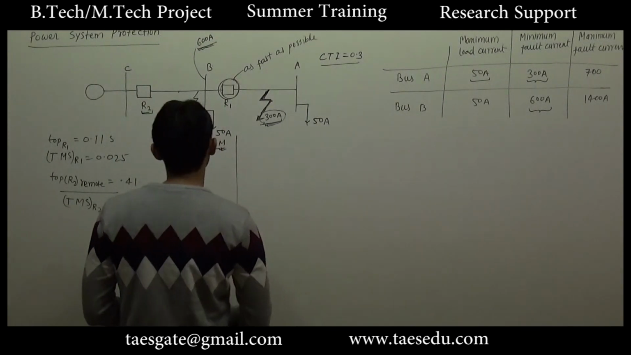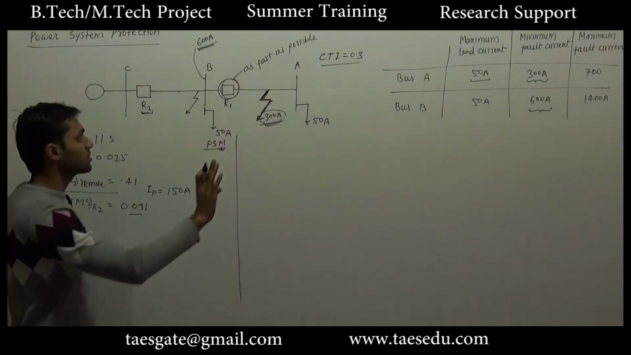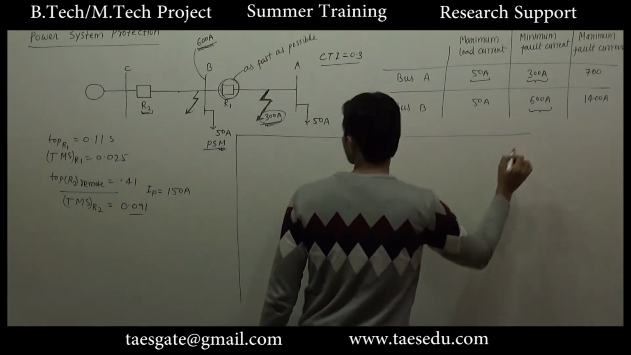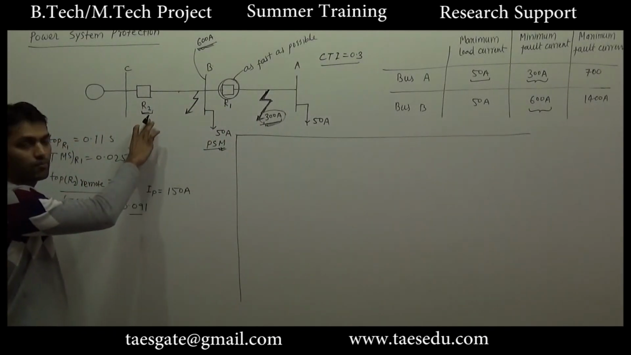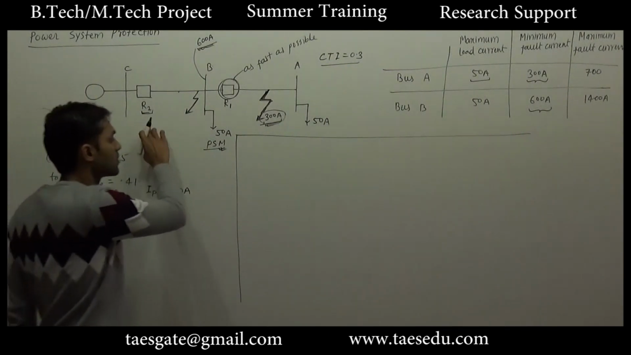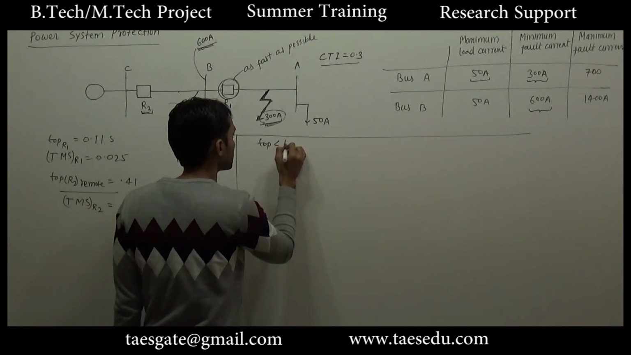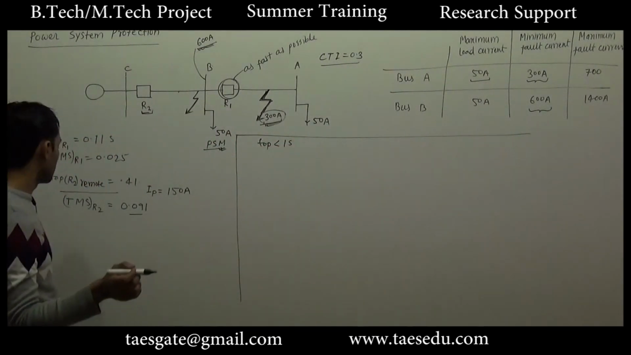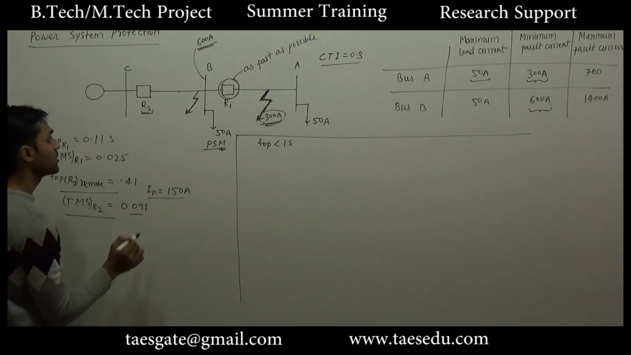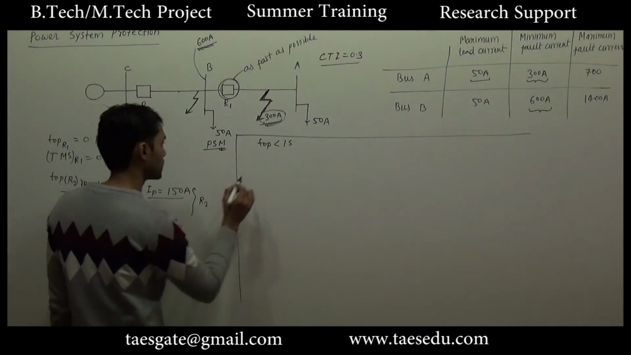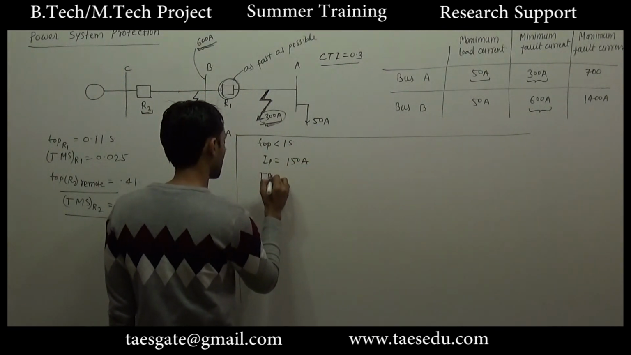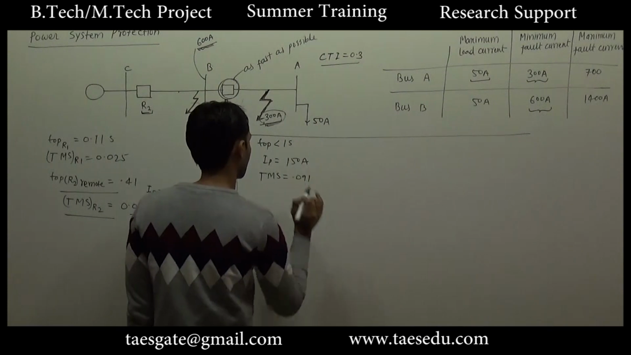Okay, so this fault is over. Now let us consider this fault. For this fault, only R2 will provide primary protection and there is no backup protection. So if this is a primary protection, the time of operation must be less than 1 second, and we have already set the value of TMS and the pickup current for relay 2. The pickup current is already set as 150 ampere and TMS is already set as 0.091. So what is left?